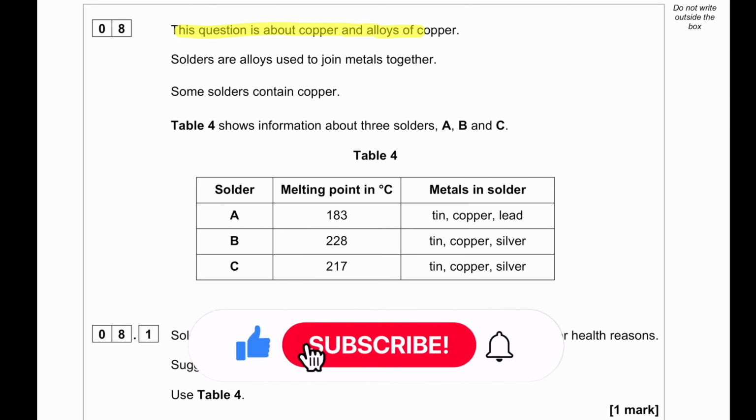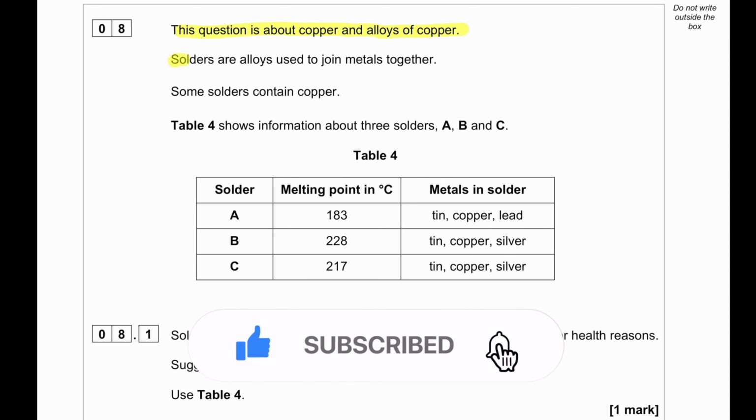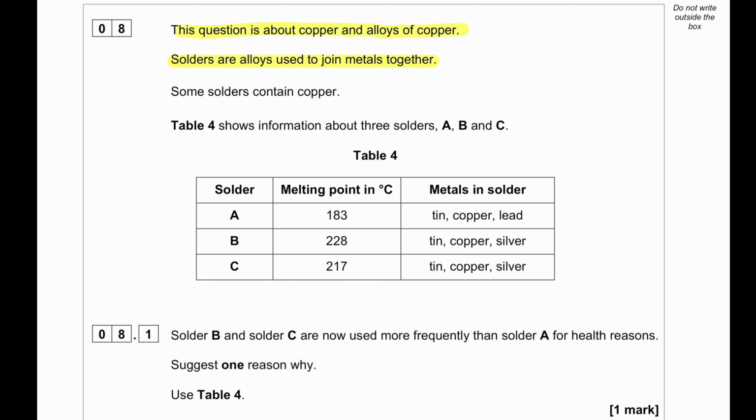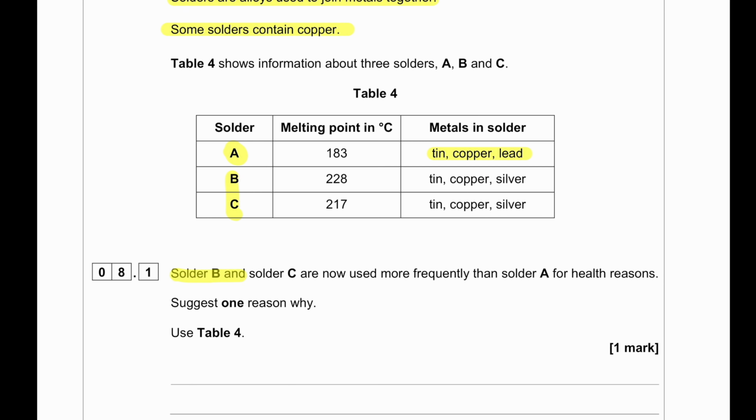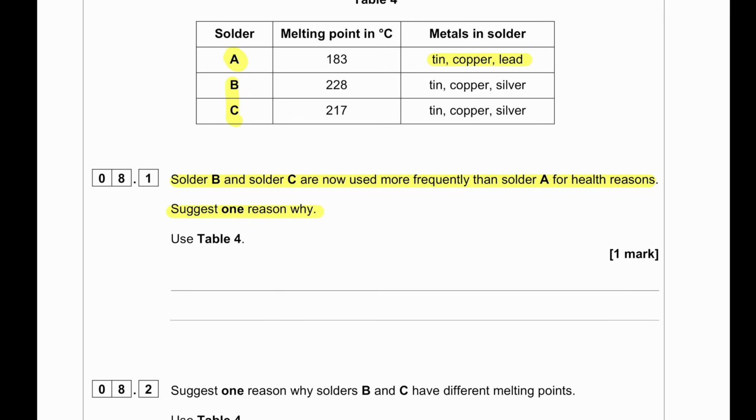This question is about copper and alloys of copper. Solders are alloys used to join metals together. Some solders contain copper. So solder A is a mixture of tin, copper and lead, and solder B and solder C are given, but they have different melting points. Solders B and C are now used more frequently than solder A for health reasons. Suggest one reason why. Lead is toxic, so avoiding lead is better.